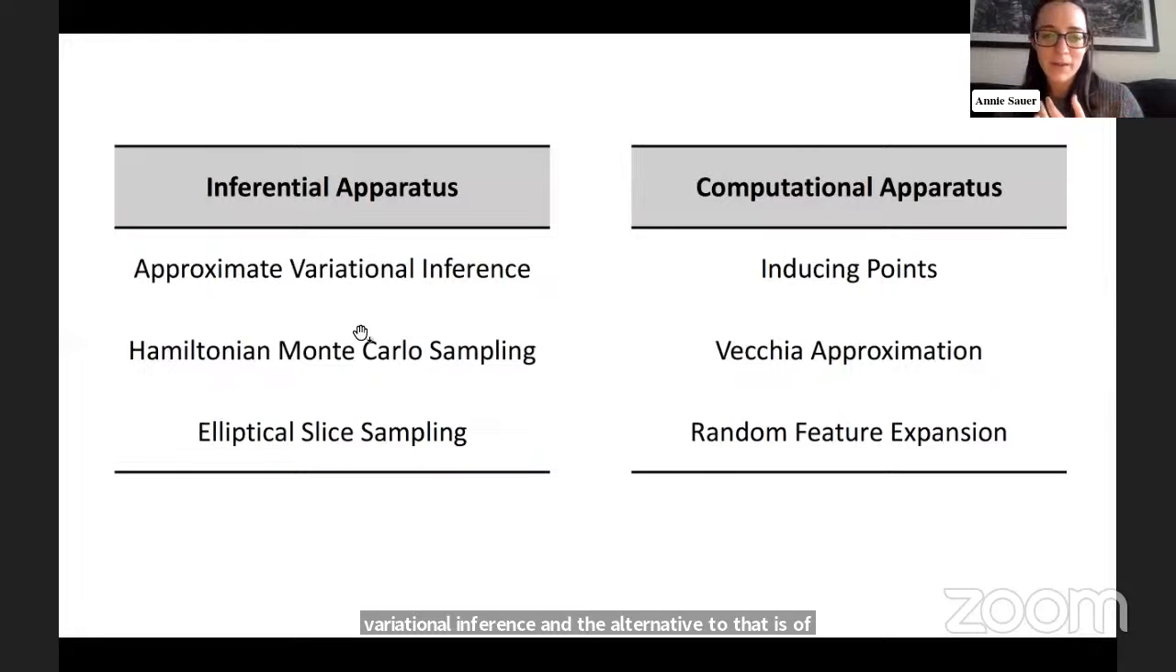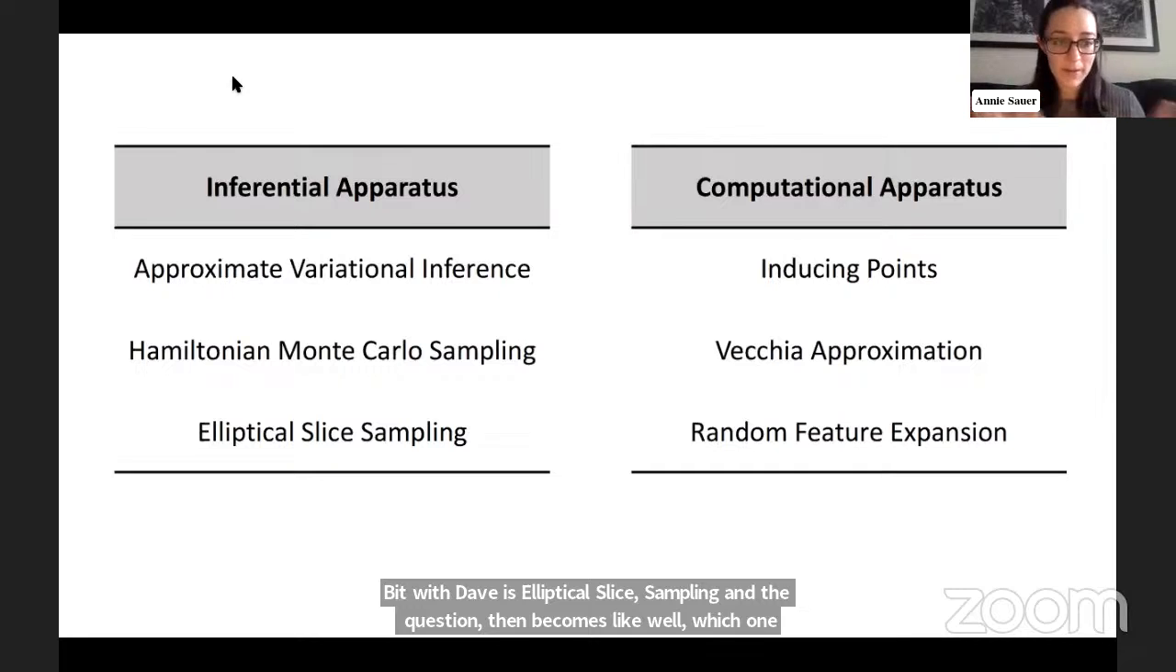So there have been, as far as I know, 2 works on 2 different ways of doing MCMC. One is Hamiltonian Monte Carlo, and the other one, which I've worked on with Bobby and also a little bit with Dave, is elliptical slice sampling. And the question then becomes, well, which one of these is better? Which are faster? When do they work better?